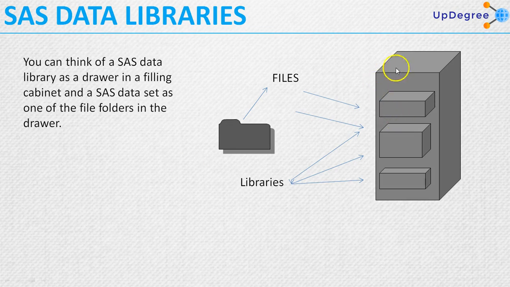Here the concept of libraries and datasets is explained with the help of a real life example. Say this is a wardrobe. In this wardrobe there are a number of drawers. These drawers are basically the libraries. The wardrobe is my explorer window and the files that we keep inside the drawers are my SAS datasets.